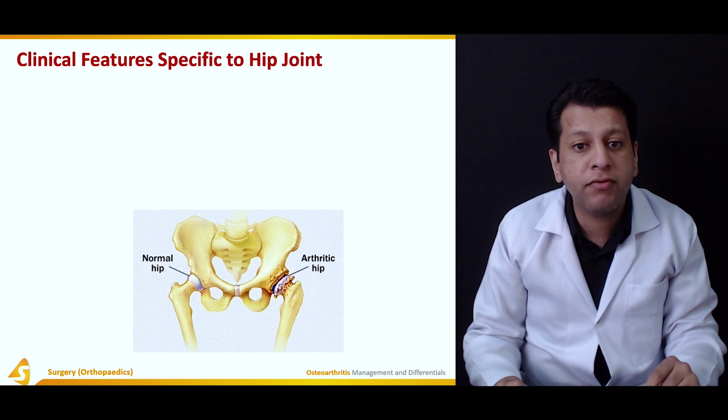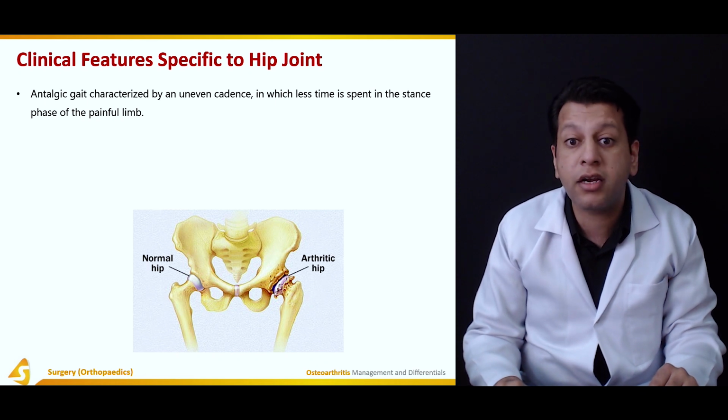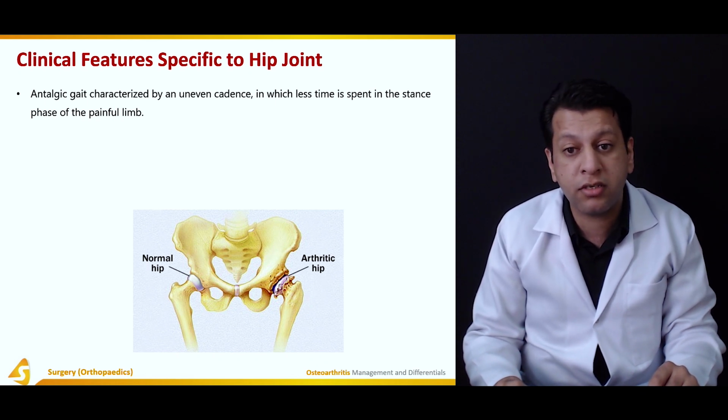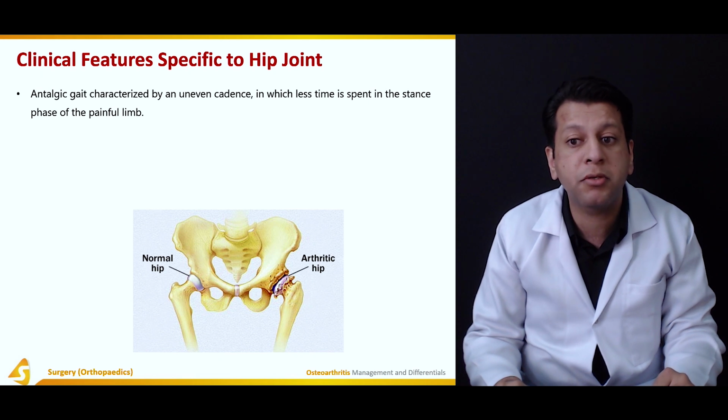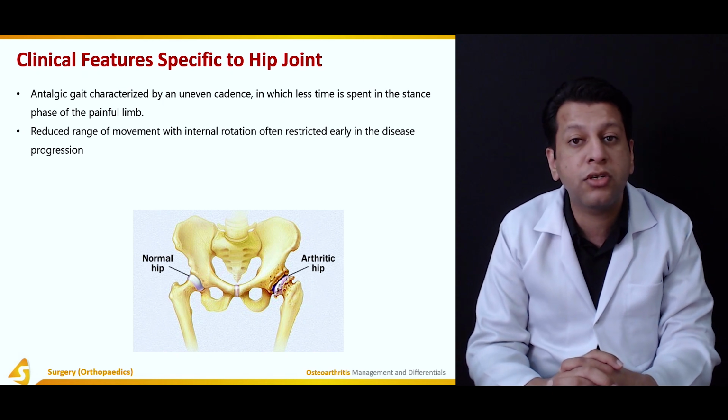Coming to the specific clinical features of the hip joint, on examination there's usually an antalgic gait, characterized by an uneven cadence in which less time is spent in the stance phase of the painful limb. There is a reduced range of movement, with internal rotation often restricted early in disease progression.